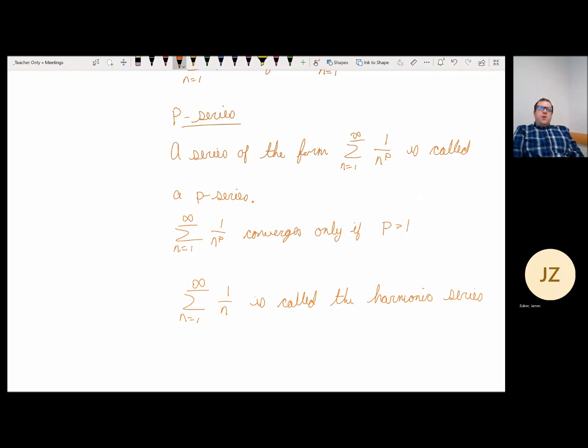The summation from n equals 1 to infinity of 1 over n is called the harmonic series. The harmonic series clearly diverges. It's a p-series with p equal to 1.